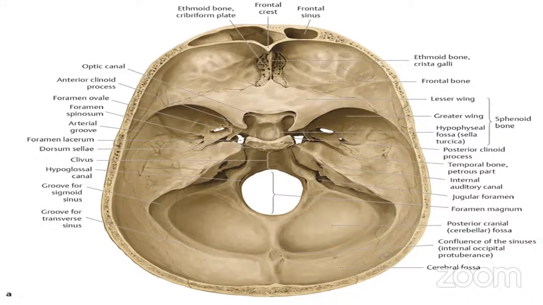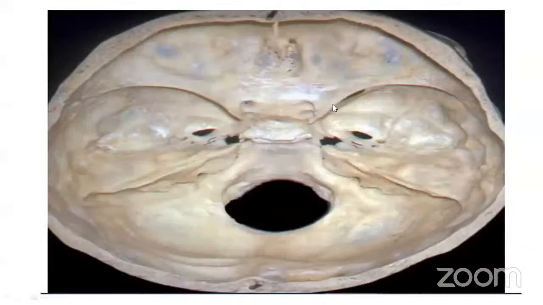Coming to the foramina of the middle cranial base, at the junction of the lesser and the greater wing of the sphenoid we can appreciate the superior orbital fissure, which contains the oculomotor, the trochlear, the ophthalmic division of the trigeminal, and the abducens nerve, along with the recurrent meningeal artery and the superior and inferior ophthalmic veins. Here we have the foramen ovale, which connects the middle cranial base to the infratemporal fossa.